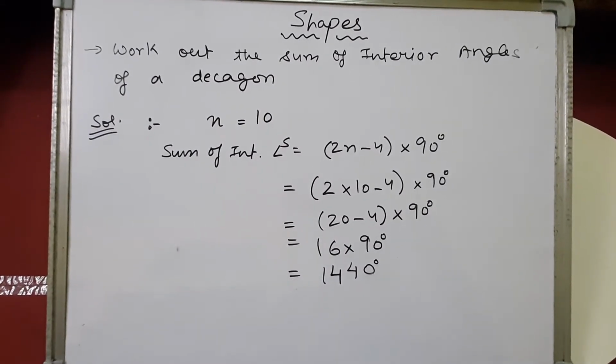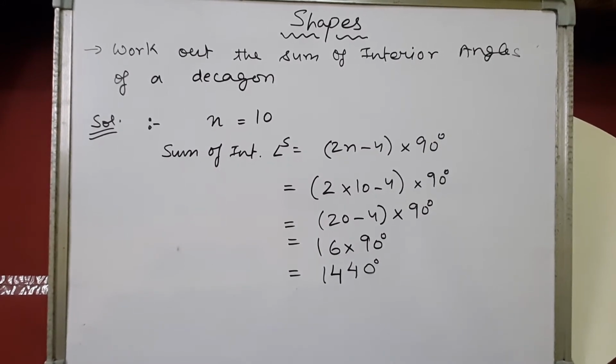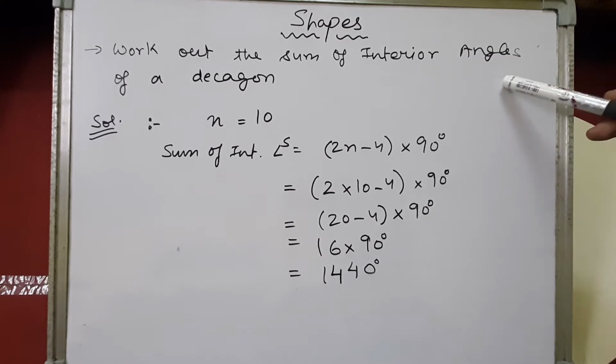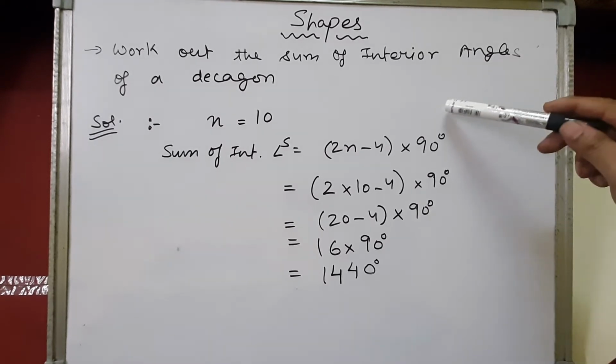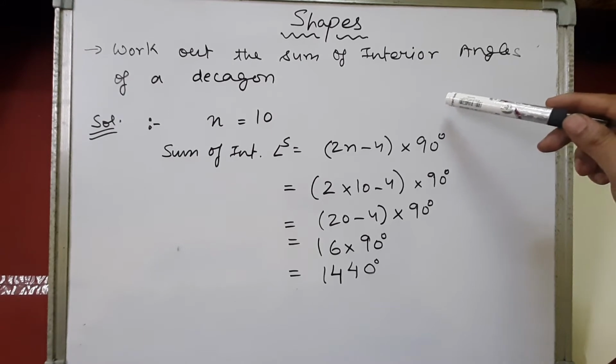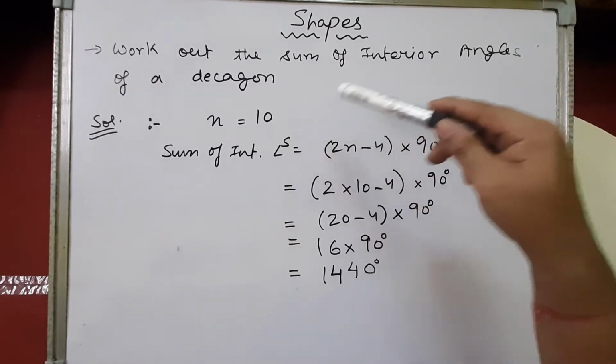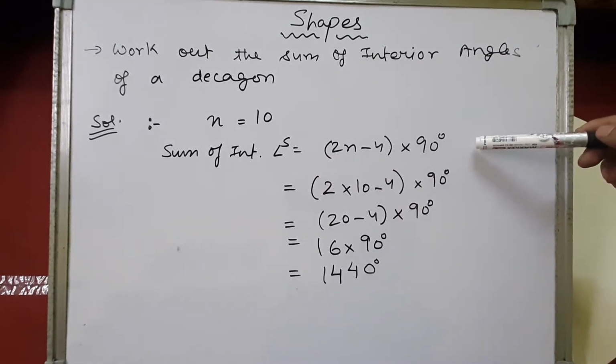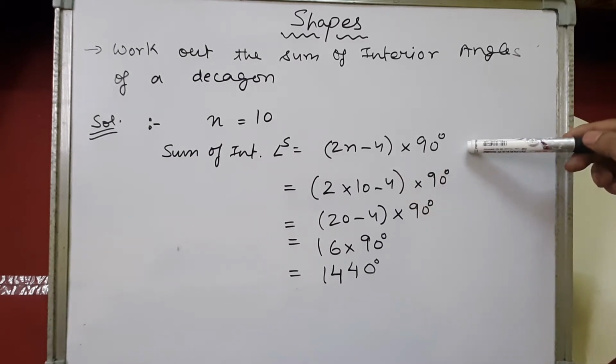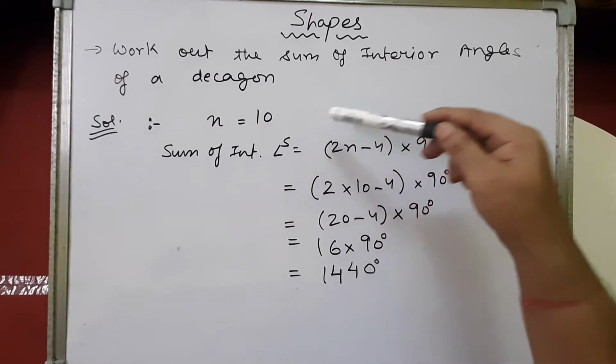Okay children, let's try to solve a few sums so that we can understand how to use the formulas in solving sums. In this sum it is given: work out the sum of interior angles of a decagon. Decagon means number of sides is 10. It's a regular polygon. So the formula for finding the sum of interior angles is (2n minus 4) in bracket into 90 degree. We know that the number of sides of a decagon is 10.